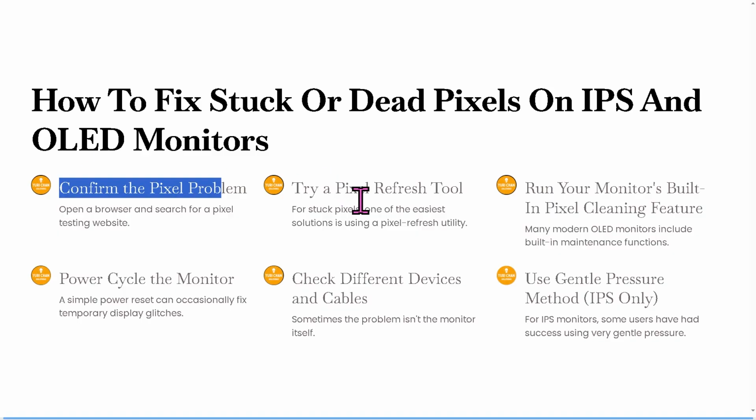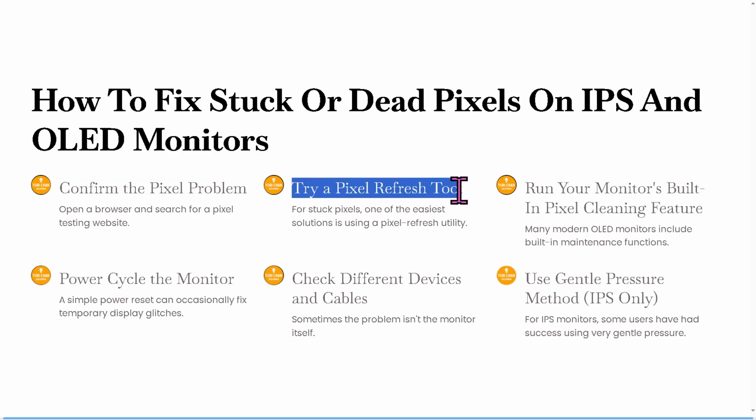Now, after confirming the pixel problem, try a pixel refresh tool. For stuck pixels, one of the easiest solutions is using a pixel refresh utility. These tools rapidly cycle colors on the affected area to encourage the pixel to function normally again. To use a pixel refresh tool, all you have to do is open the utility in your browser, place the flashing box over the stuck pixel, let it run for 10 to 30 minutes, and check whether the pixel has recovered. Please take note, some stubborn pixels may require several attempts.